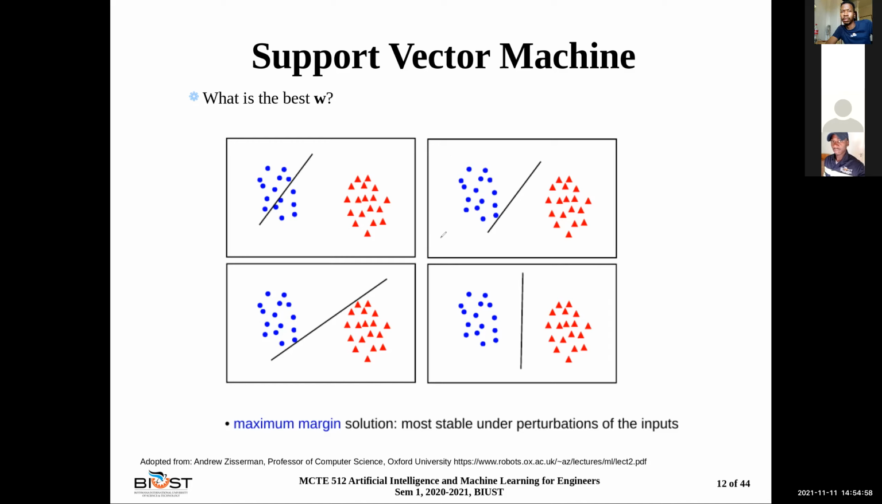So what we want here is that the maximum margin solution is the most stable under perturbations of the input. Okay, so there are keywords that we need to understand. We are going through all of this so that we understand exactly what is going on. So first, there is a maximum margin solution. What does that mean? And then what does it mean under perturbations of the inputs?